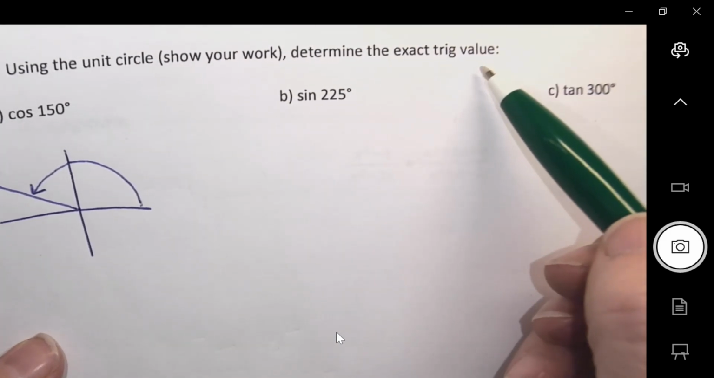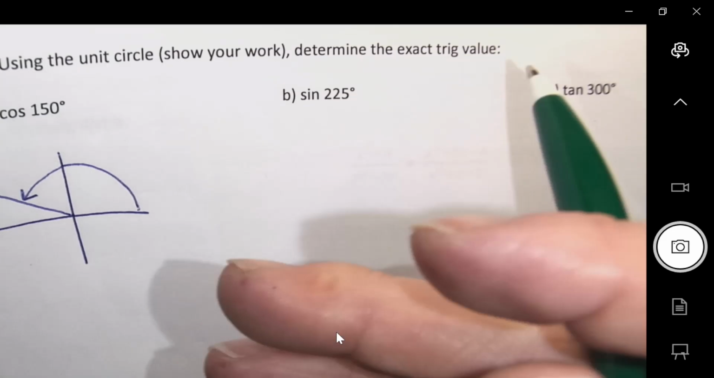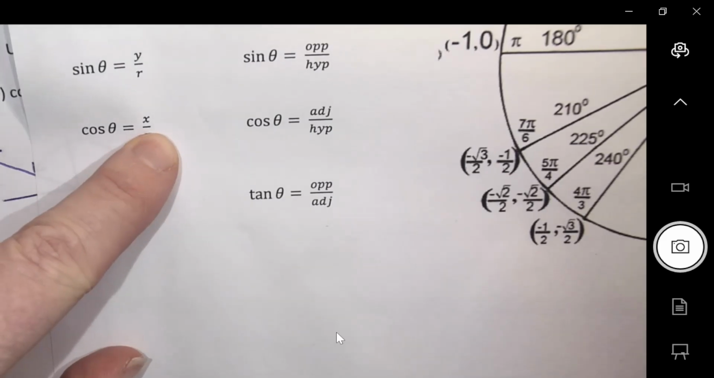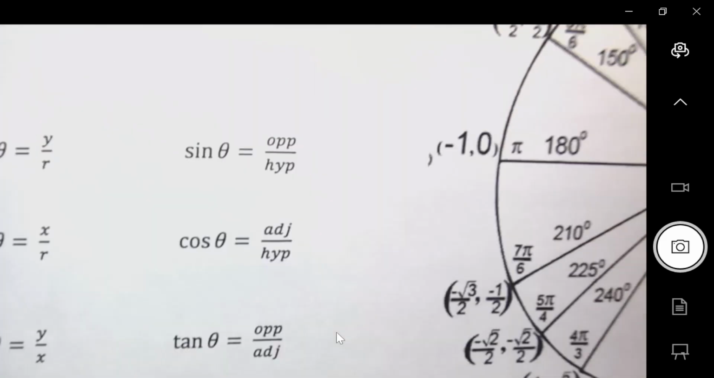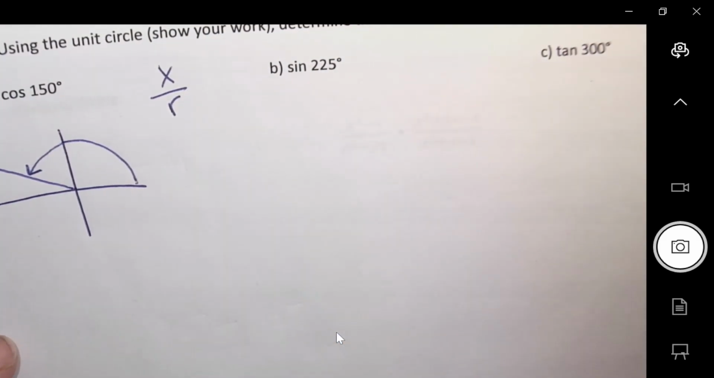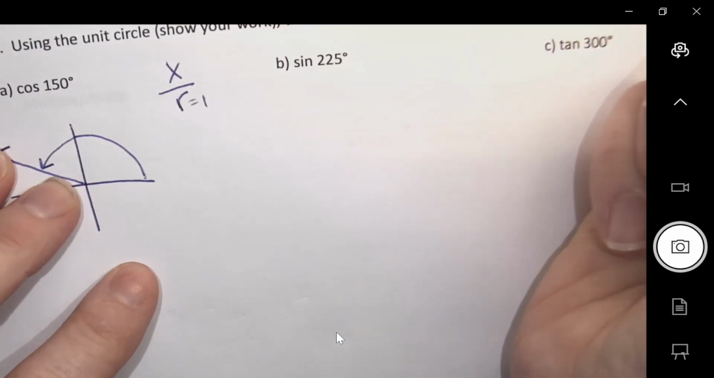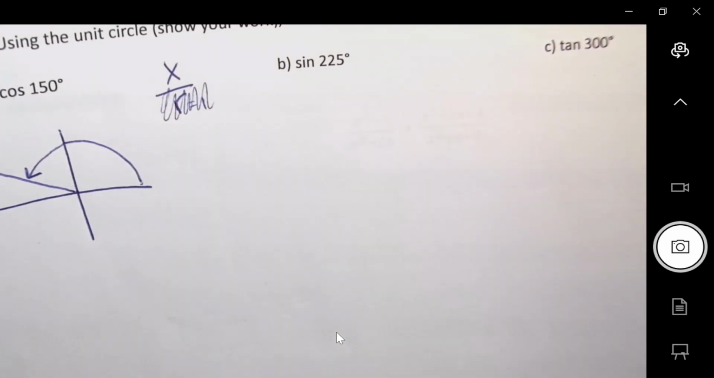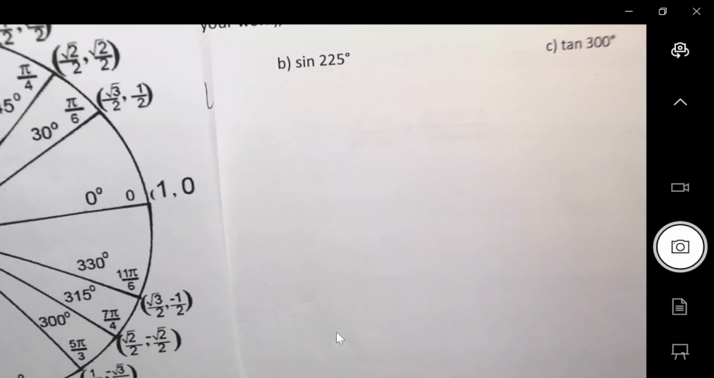Okay, so I asked you for an exact value. So I'm going to think like this. The cos value of this angle is the x value divided by the r value. What do you know about the r value on, specifically, the unit circle? What is the r, the radius of the unit circle? 1. R is 1. It's a 1 unit circle. The radius of the whole circle is 1.